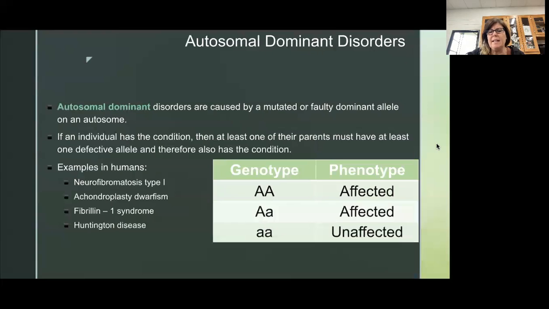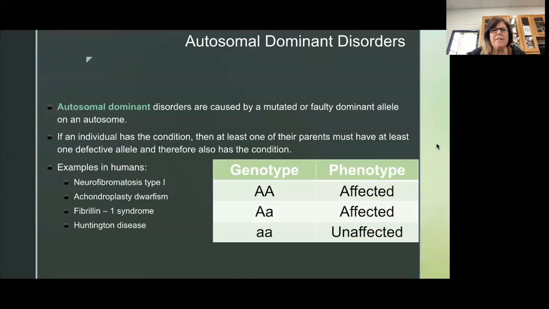If the individual has the condition, at least one of their parents has to have it, because they would have gotten that gene from their parent, unlike a recessive where they're carriers. A dominant gene is expressed, right? So their parents have to have it. So you'll see this in every generation, unless they're heterozygous and they happen to be lucky and have a child that is normal.